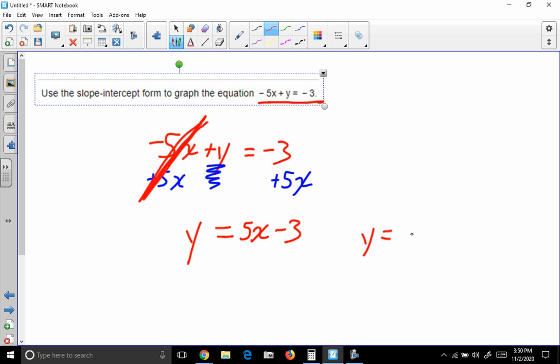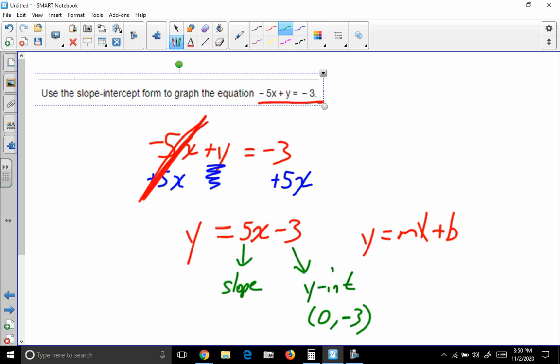This is in our slope-intercept form. y equals mx plus b. So once it's solved for y, the coefficient of x gives us the slope. The number without an x tells us where the y-intercept is located. So the y-intercept is 0, -3. The slope is 5, or as a fraction, we could call that 5 over 1.